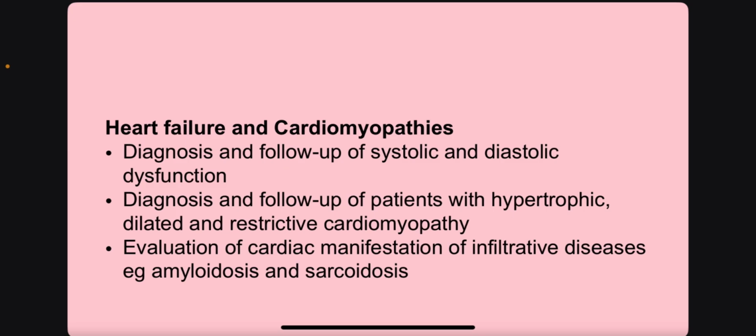That's one thing you must know. So in CKD patients, that's what you are looking for. EF is maintained, but diastolic dysfunction is there. Here, diagnosis and follow-up for patients with hypertrophic cardiomyopathy, and evaluation of cardiac manifestations of infiltrative diseases like amyloidosis and sarcoidosis. For example, in patients with a documented history of pulmonary sarcoidosis, there are higher chances it can move and also affect the heart. So you have to check.